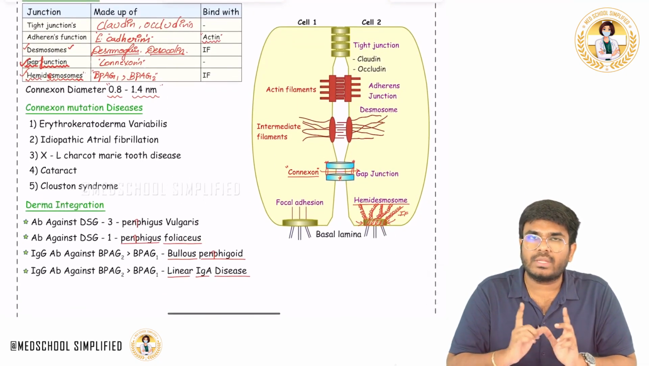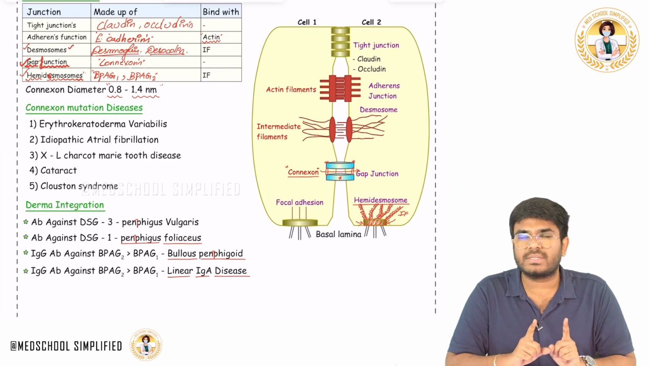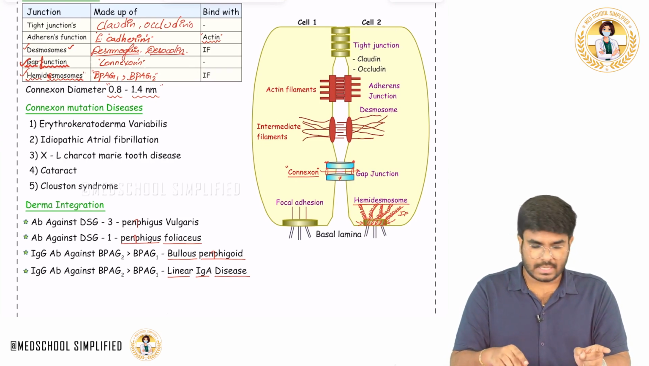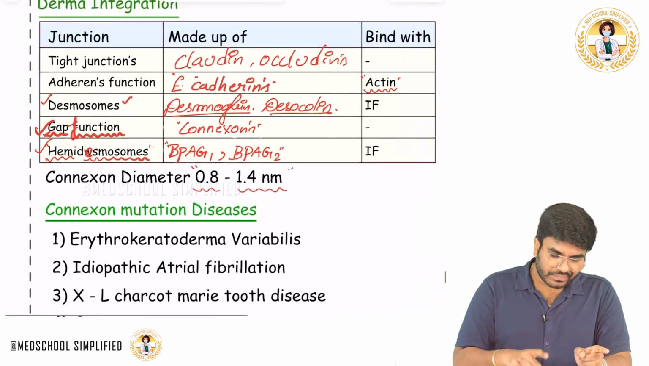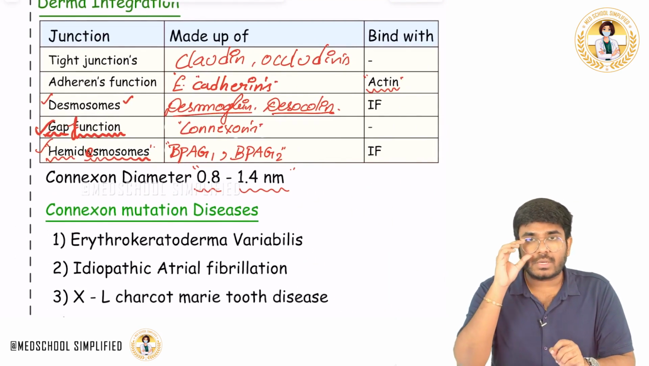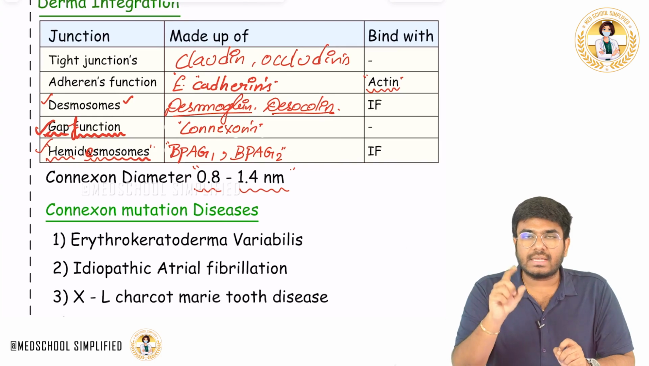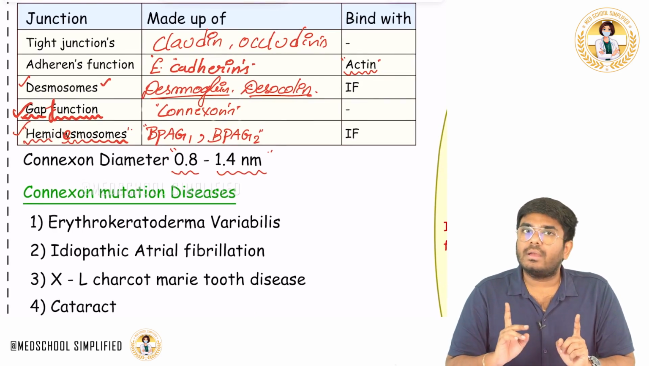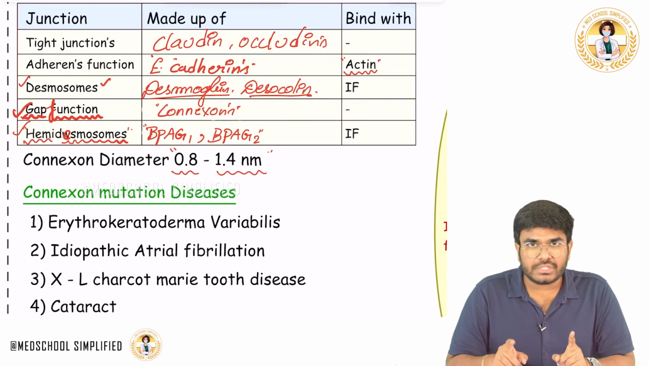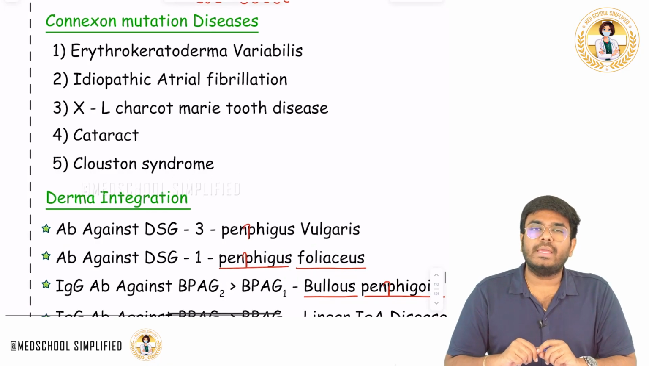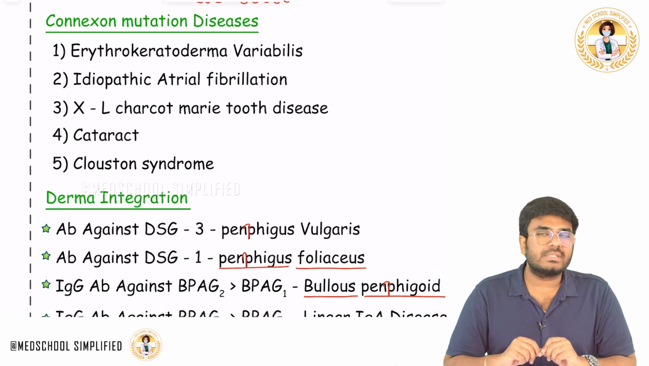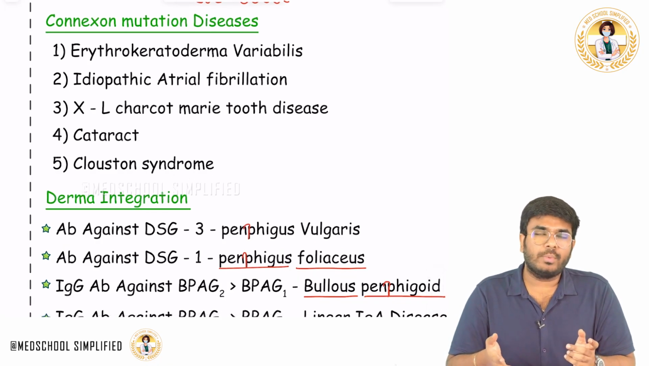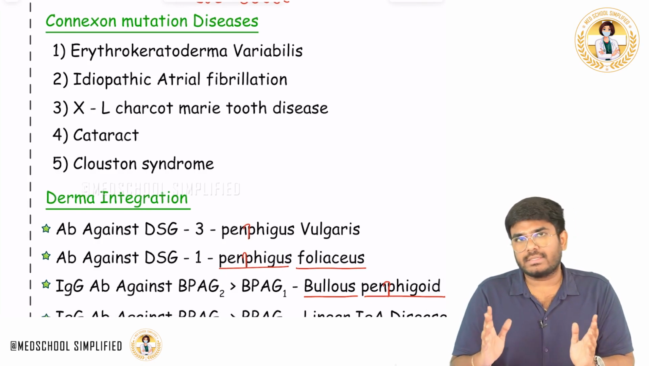At the end of the day, I am telling you there are different types of cellular junctions present between different types of cells. The most important thing for the exam is the gap junction. Gap junctions are made up of connexins. Six connexins form one connexon. The diameter is 0.8 to 1.4 nanometers. This connexon mutation is going to cause diseases like X-linked Charcot-Marie-Tooth disease, cataract, Clouston syndrome, idiopathic atrial fibrillation, etc.